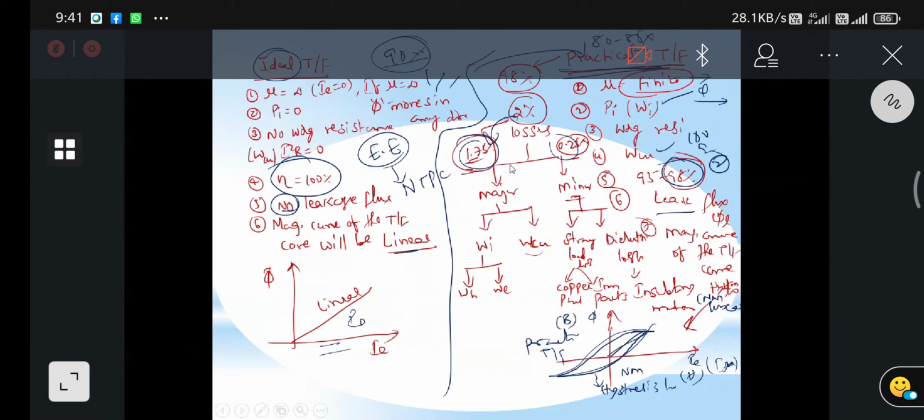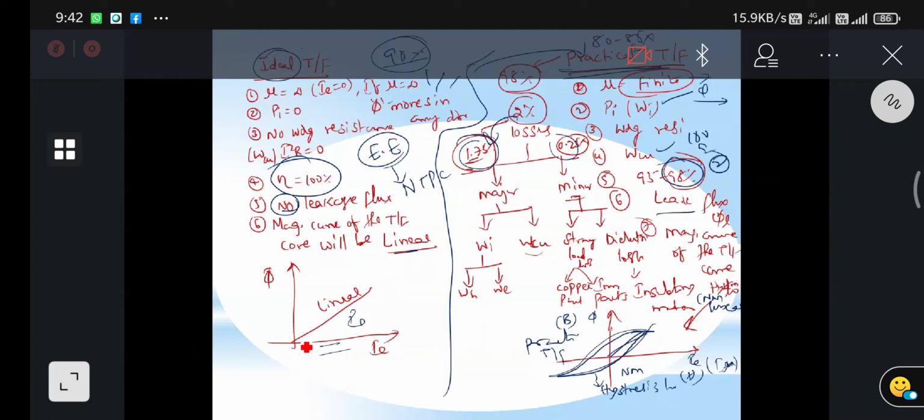So an ideal transformer is one which has no ohmic resistance and no magnetic leakage flux. That is, all the flux produced in the core links with the primary and secondary windings. Hence, the transformer has no copper losses and iron losses. So it means an ideal transformer consists of two purely inductive coils wound on a loss-free core. So the magnetization curve of the transformer core will be linear here.